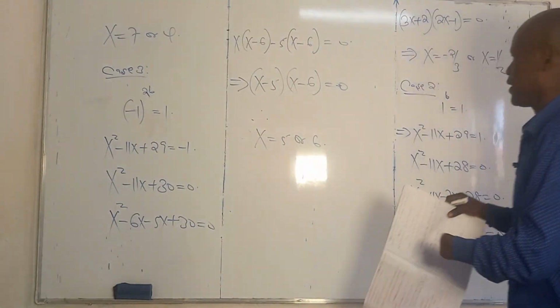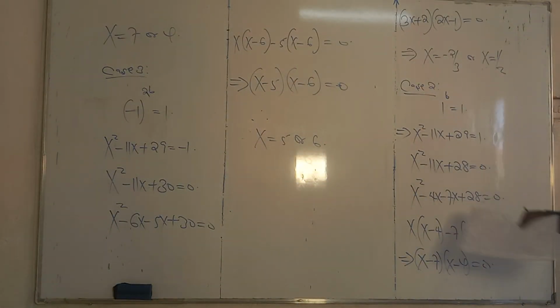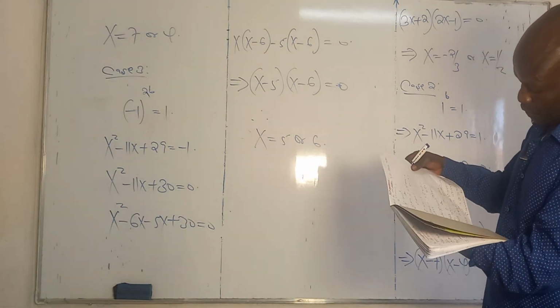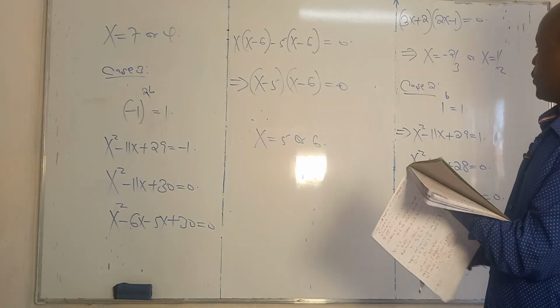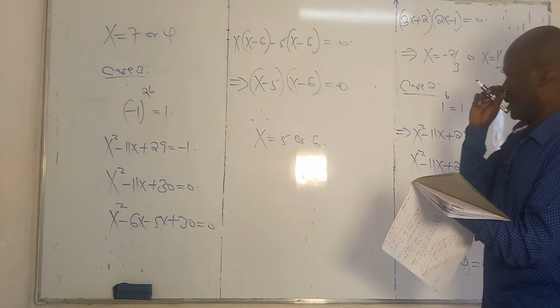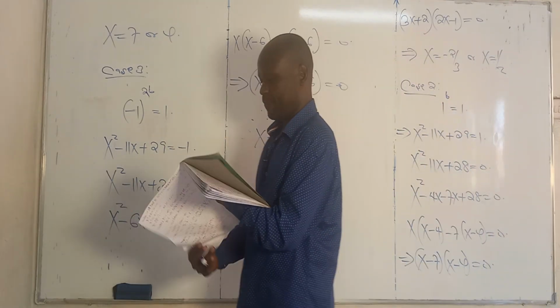So we have three cases. The first case we saw, the one I've just rubbed, was the case where a raised to power 0 is equal to 1. Second case is where 1 raised to power b is equal to 1. Third case is this.